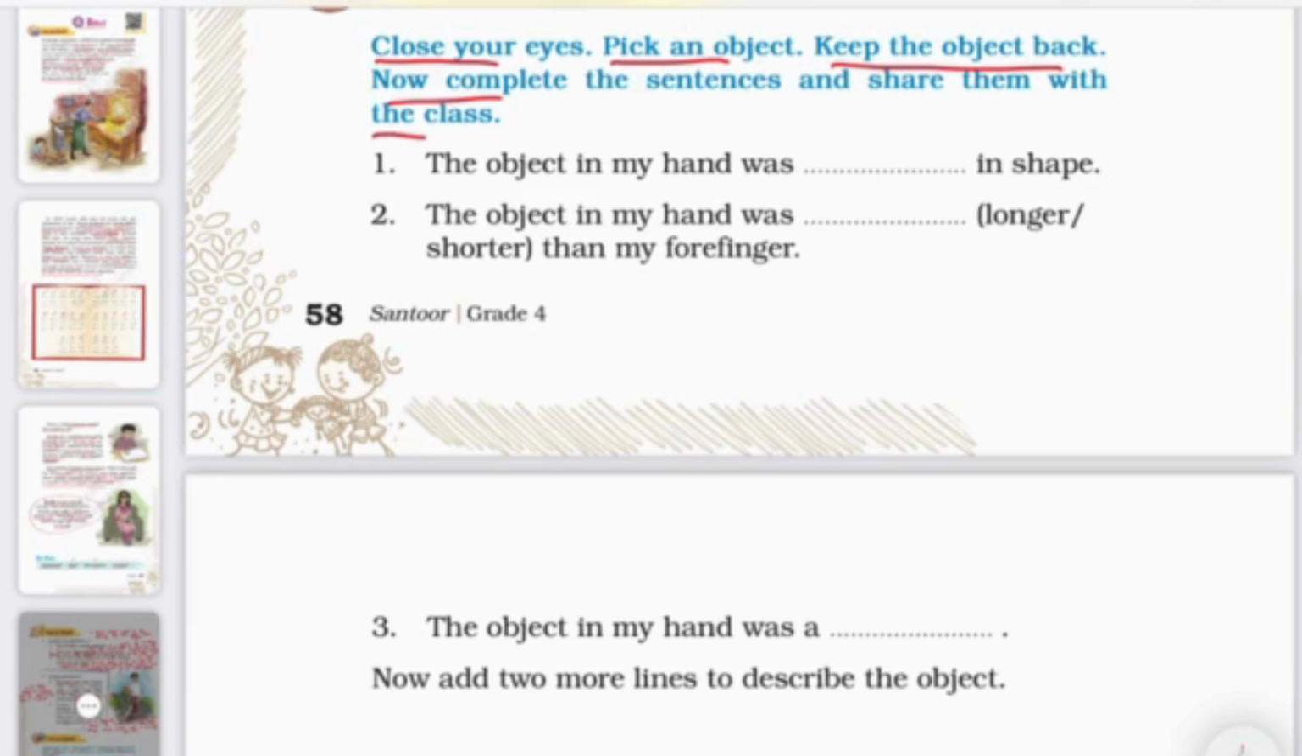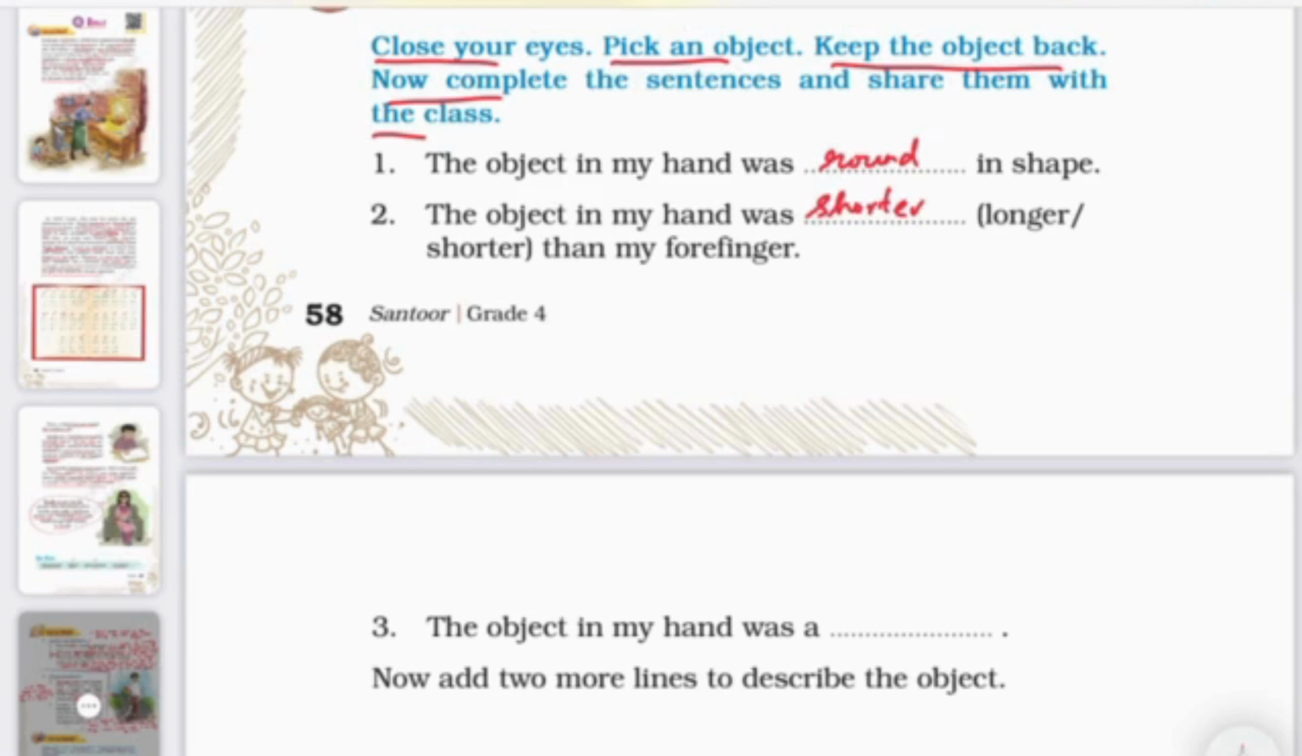First one, the object in my hand was round in shape. For example, the object in my hand was round in shape. The object in my hand was longer or shorter than my forefinger. Shorter, anyone you want to write. The object in my hand was shorter than my forefinger.